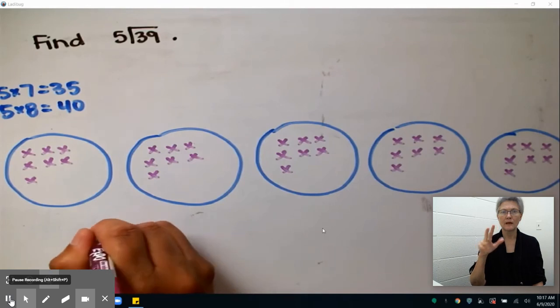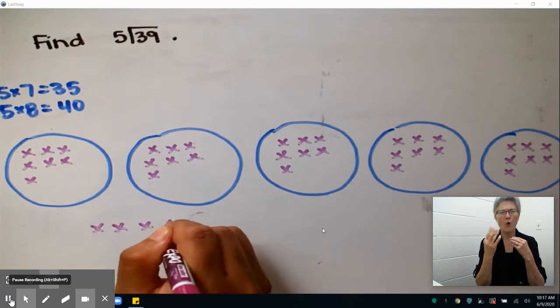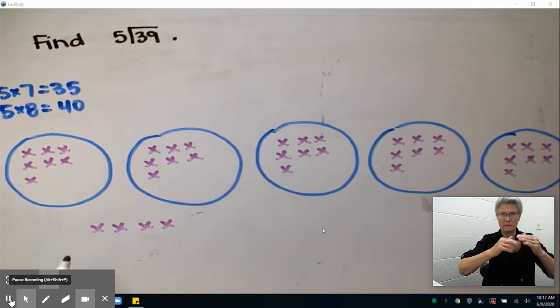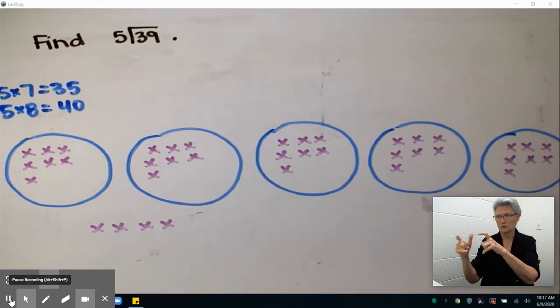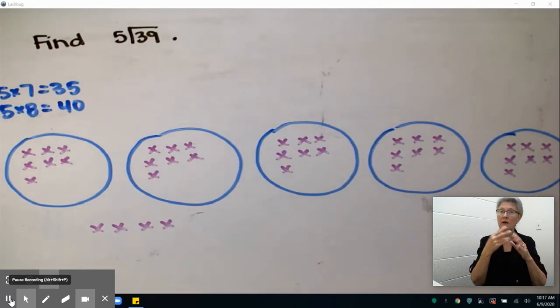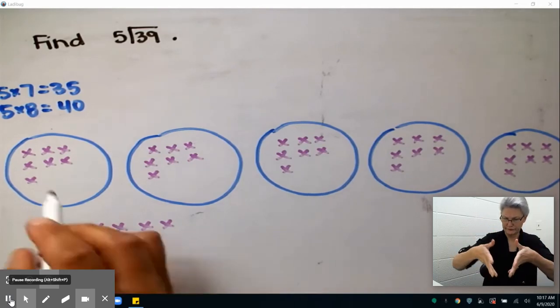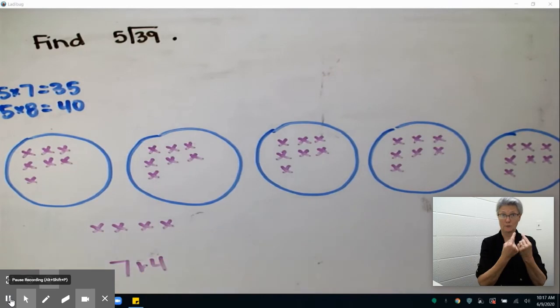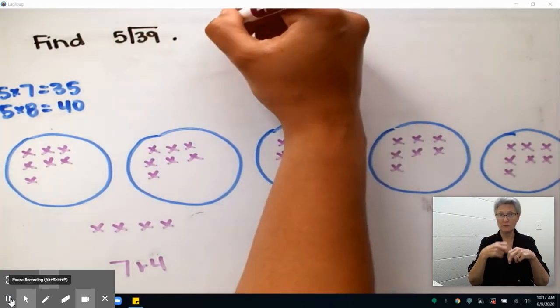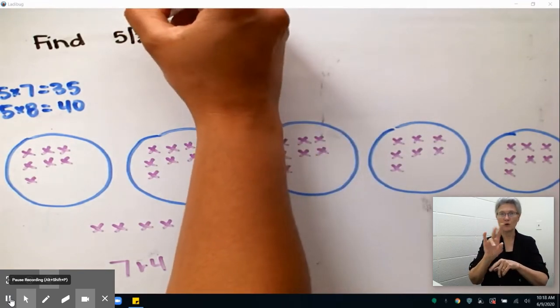And I notice that I have 4 more left to get to 39, but I can't place these 4 marks into any of the circles or groups because then those groups would have more than my final group, which wouldn't have an X. This means that 4 is my remainder. I know that my quotient would be however many I have in one group, which is 7. So the answer to this division problem, or the quotient, is 7 remainder 4.